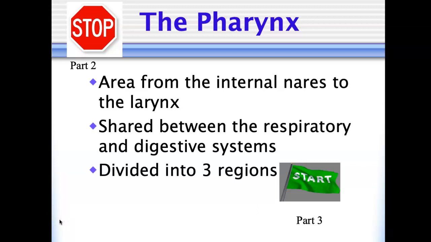We're moving on to the pharynx with a little more detail. So we said that the area from the internal nares to the larynx is going to be the region of the pharynx. So let's not get those two confused. And then we said also that it's shared between the respiratory and the digestive system. So both air and bagel are going down the same tube, essentially. But let's look at the three different regions there.